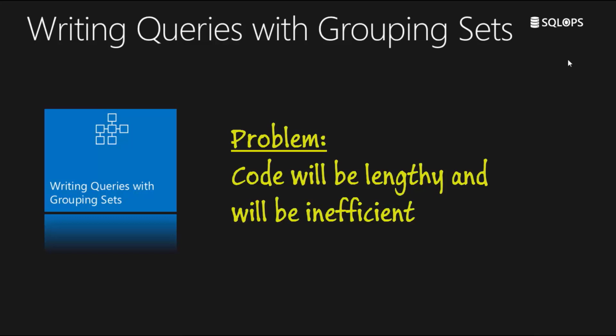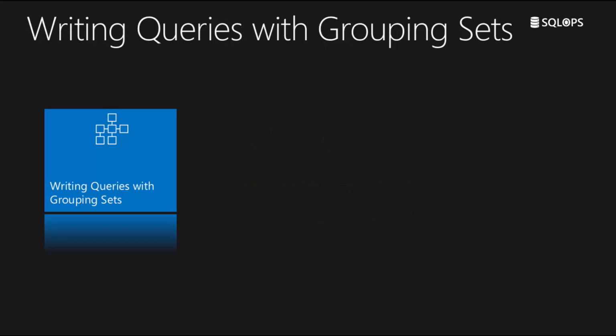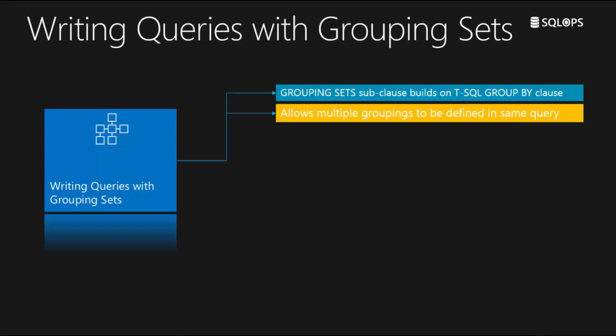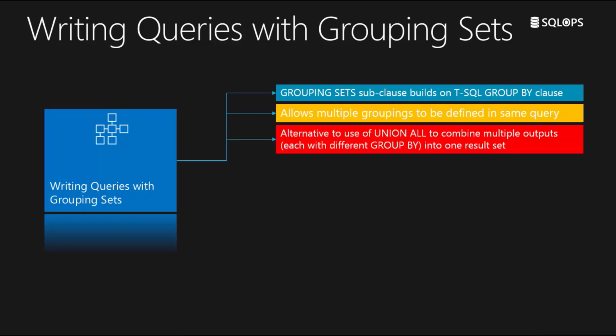So to avoid all that lengthy code and inefficiency, the GROUPING SETS option in the GROUP BY clause was introduced in SQL Server 2008. Using the GROUPING SETS option, you simply list your desired grouping sets and it lets you write much shorter and more efficient code. The GROUPING SETS subclause builds on the T-SQL GROUP BY clause and allows multiple groupings to be defined in the same query. GROUPING SETS provides an alternative to using UNION ALL to combine results from multiple individual queries, each with its own GROUP BY clause. With GROUPING SETS, you can specify multiple combinations of attributes on which to group.